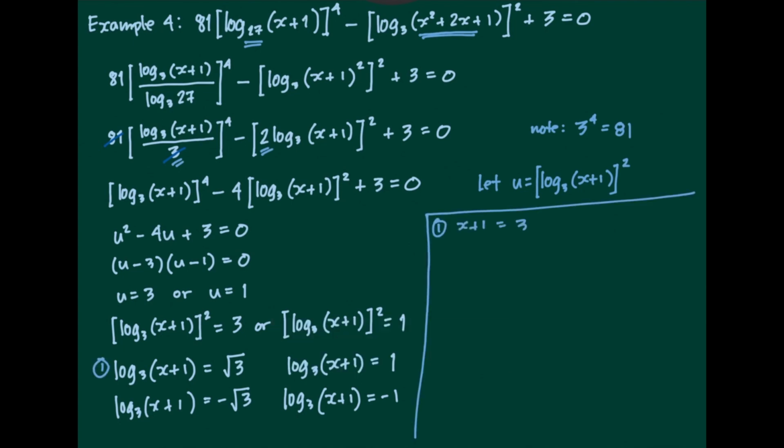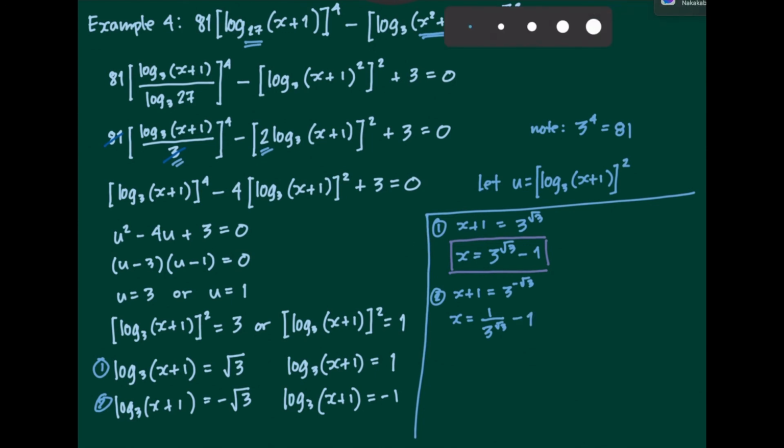So taking the first case, this will be equivalent to x plus 1 is equal to 3 raised to square root of 3 by the definition of logarithms. So x is just equal to 3 raised to square root of 3 minus 1. And this is one of the final answers. Taking the second case, log base 3 of x plus 1 is equal to negative square root of 3. This is equivalent to x plus 1 is equal to 3 raised to negative square root of 3. Or x is equal to 1 over 3 raised to square root of 3, minus 1. Bakit? Kasi ang negative exponent, diba, pwede nating isulat na reciprocal. And this is a second final answer.